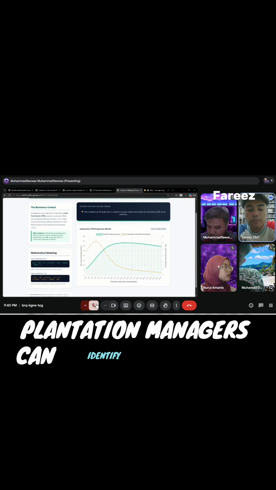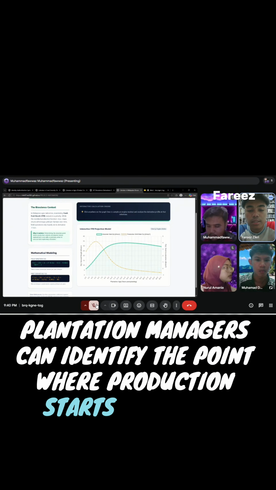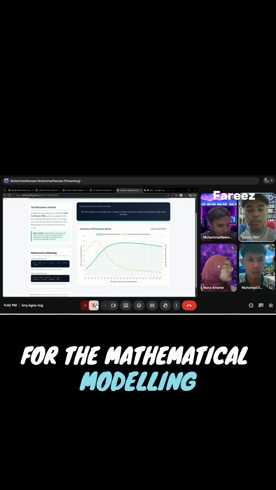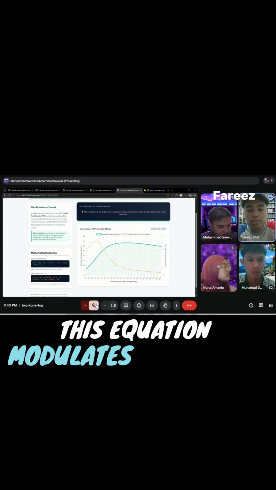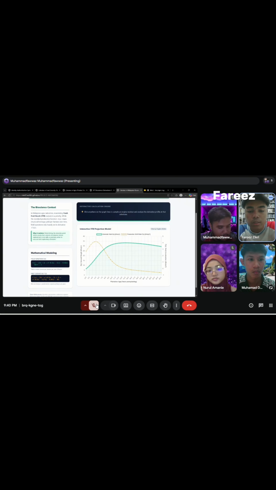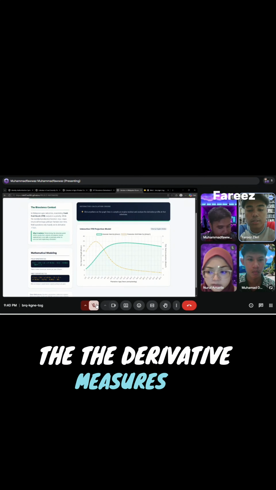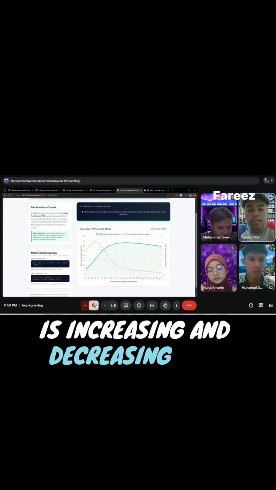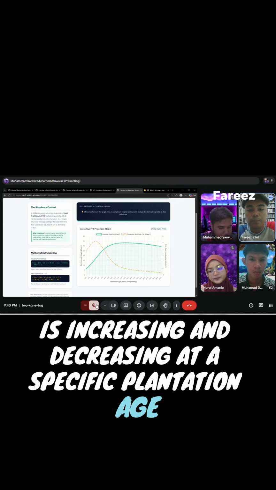Plantation managers can identify the point where production starts to decline and decide the best time for replanting. For the mathematical modeling, this equation models the growth and decline pattern of oil palm yield over time. The derivative measures how quickly the yield is increasing and decreasing at a specific plantation age.